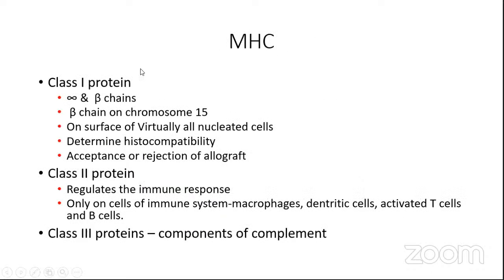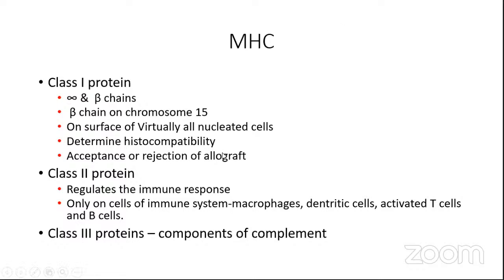So this MHC class 1 protein is made up of two chains, an alpha chain and a beta 2 microglobulin chain. This beta chain is present on chromosome 15, and class 1 protein is present on virtually all nucleated cells. Can you name one non-nucleated cell? RBC. Very good.